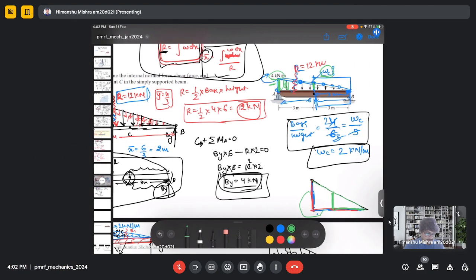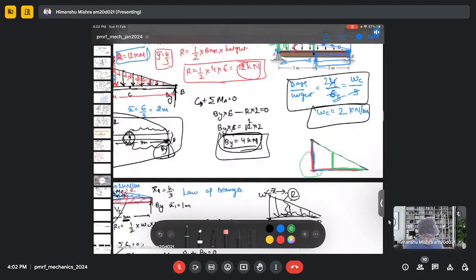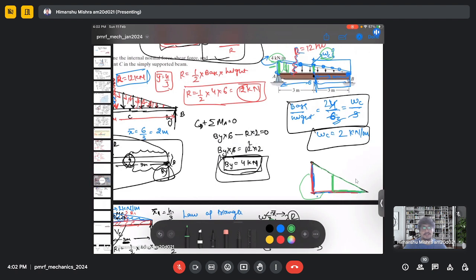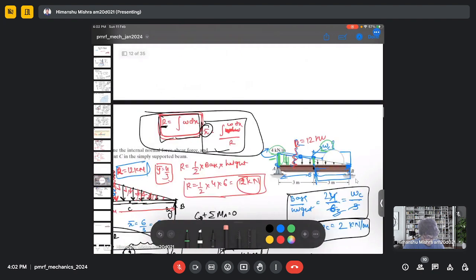0 means that the force due to this varying load is 0. There might be some external vertical reaction at B or some moment at B, but due to this varying load, the force is 0. The force is 0 here. The force is half, almost half here at point C. And due to this varying load, the force is 0 at B.